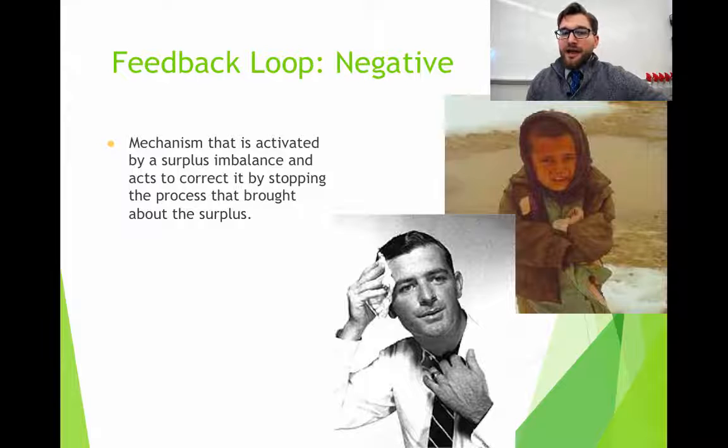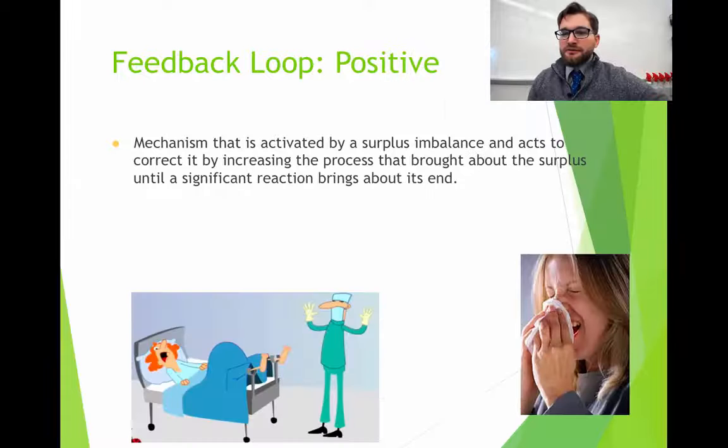A negative feedback loop is a mechanism that is activated by a surplus imbalance and acts to correct it by stopping the process that brought about the surplus. So for example, sweating. The surplus is heat in your body. Your body is trying to do something different to counteract that imbalance. The same thing with shivering. You're extremely cold, your body is trying to do something to counteract that temperature difference.